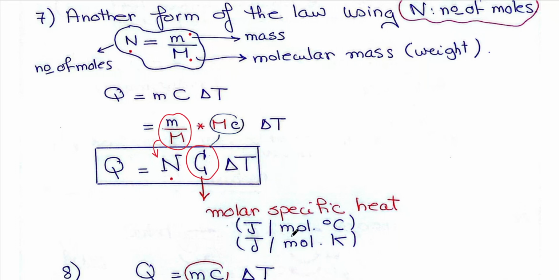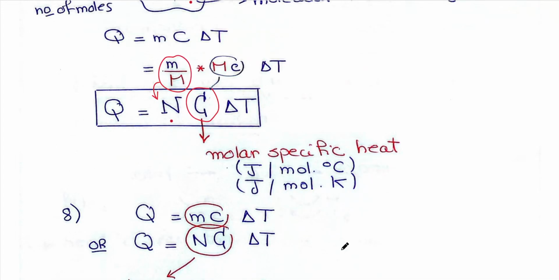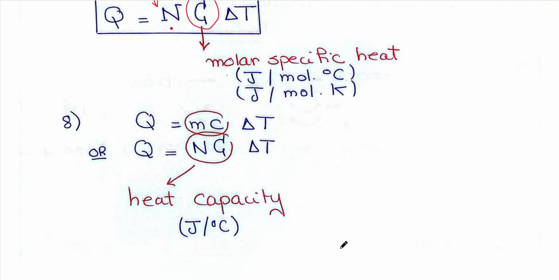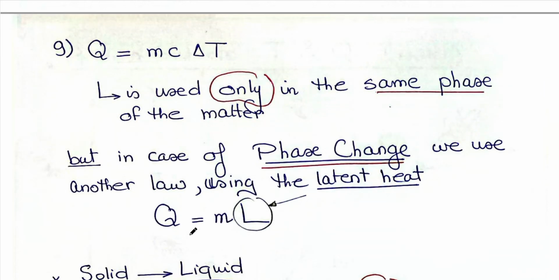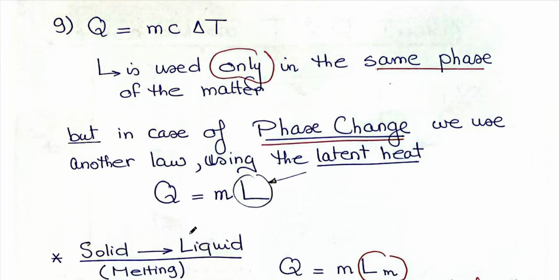Its unit is joule per mole degree or joule per mole Kelvin. Now we have two forms of the equation, mc delta T or n C delta T. mc equals nC, which is called the heat capacity, and its unit is joule per degree. Another remark: the equation Q equals mc delta T is only valid in the same phase.